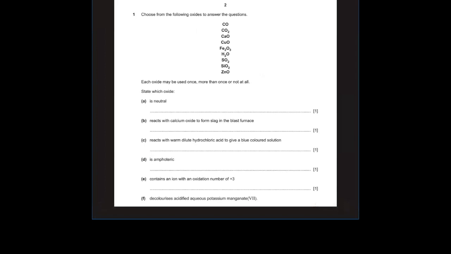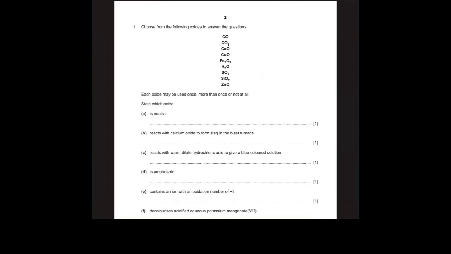So the question is asking us to choose from the following oxides to answer the question. This is the list of oxides we have. Each oxide may be used once, more than once, or not at all. The first one is: state which oxide is neutral. Neutral basically means neither acidic nor basic.